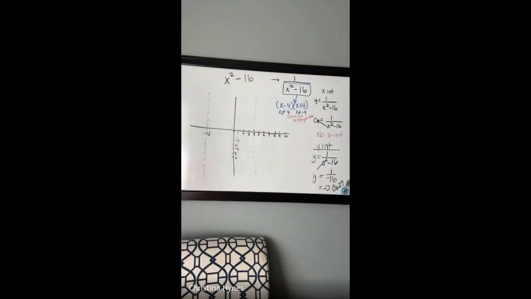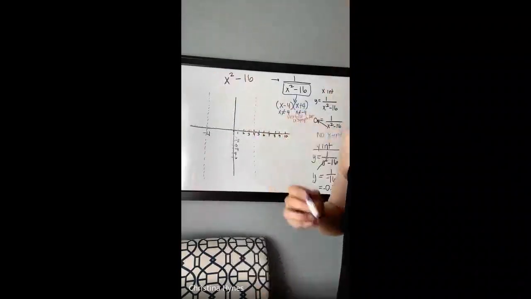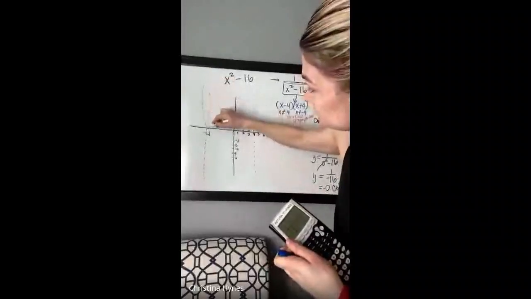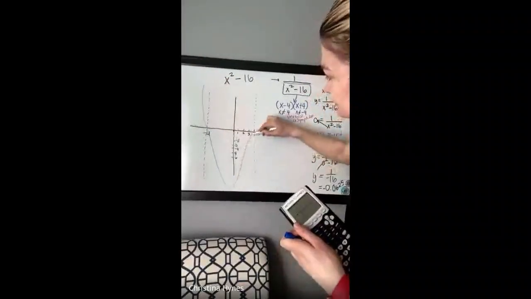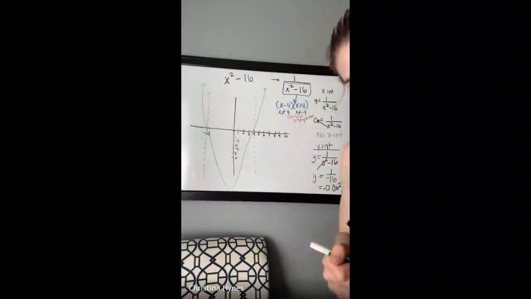When we have the original function, we know that this is an upwards facing parabola. I like to sketch what that looks like, just so you can see where it comes from. So x squared minus 16, I'm going to graph that. And that gives me an image like this. I'm going to do it with green. This is what the original function looked like before I did the reciprocal.